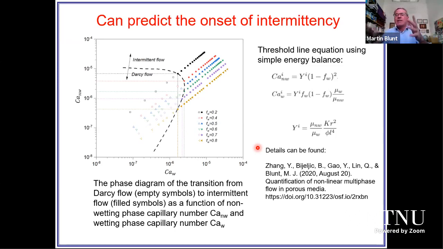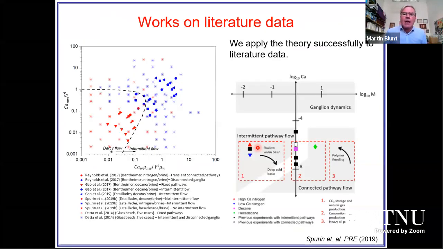That is, you create interfaces, then they destroy, create, destroy, create, destroy. That's what we see from imaging. Simple energy balance gives us when that begins to become significant at the pore scale, and it enables us to predict the behavior. We then looked in the literature because we're not the only ones to look at intermittency.